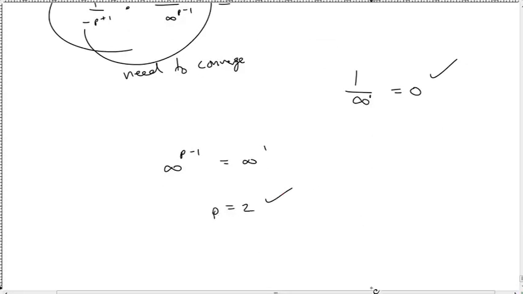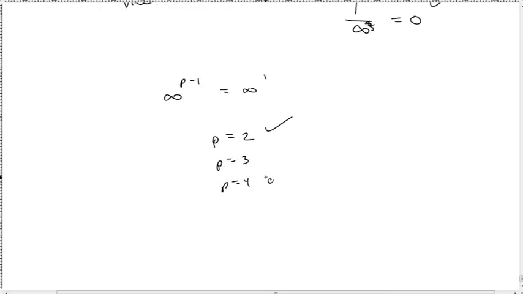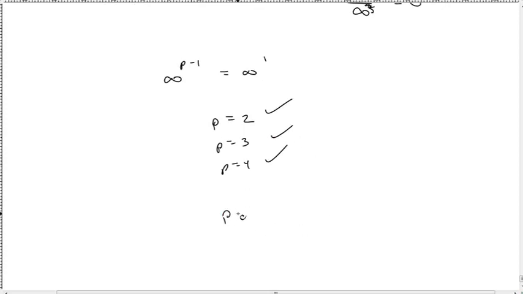But the answer is not just 2, because what if I had infinity squared? Wouldn't that still go? What about infinity cubed? All these numbers are still going to work. So p equals 2, p equals 3, p equals 4, and all that stuff. These are all good. What doesn't work is p equals 1, which, again, was the previous problem that doesn't work. So then I'm going to say 2 or more. That's my answer. And that is not good enough.